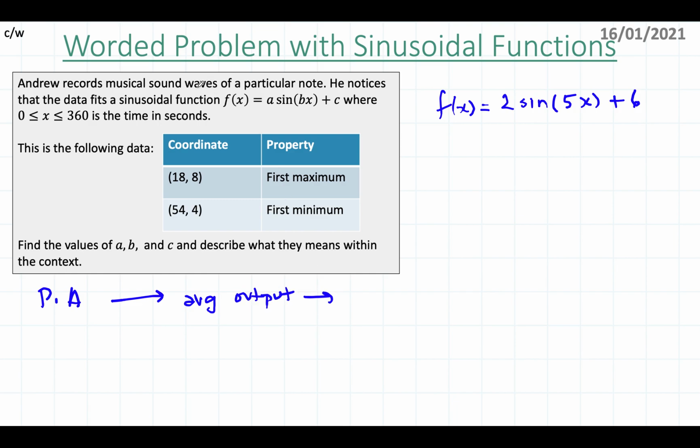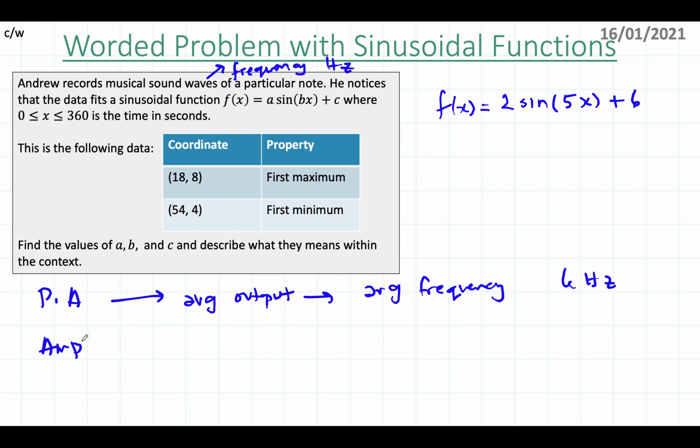Now in this case, they don't particularly describe the outputs, but let's just say the output is the frequency, in hertz. So the hertz is the unit. So the average output means that the average frequency this note produces is 6 hertz.